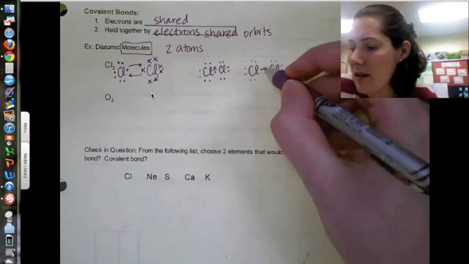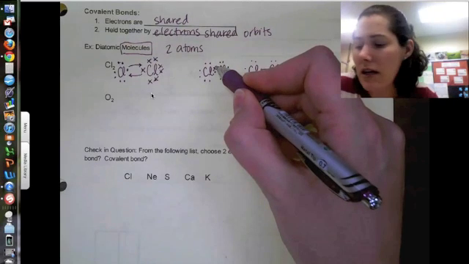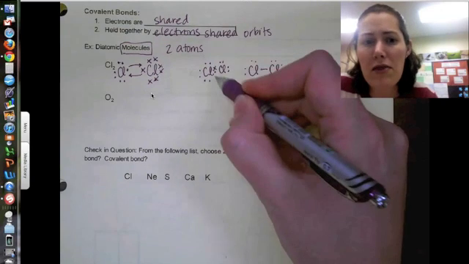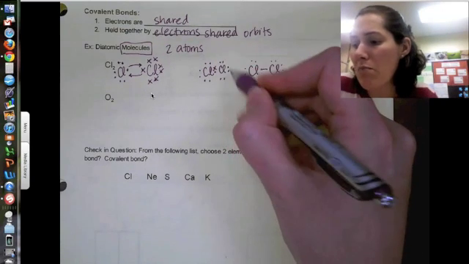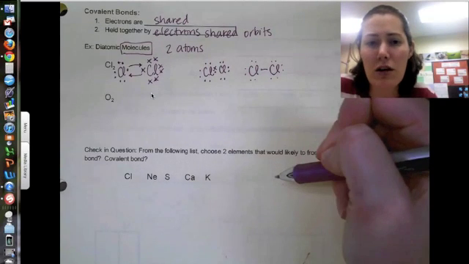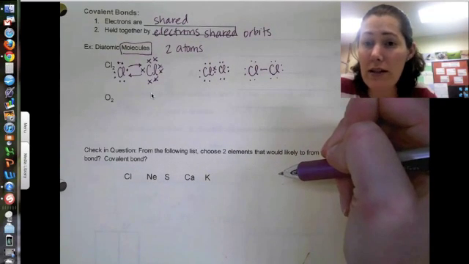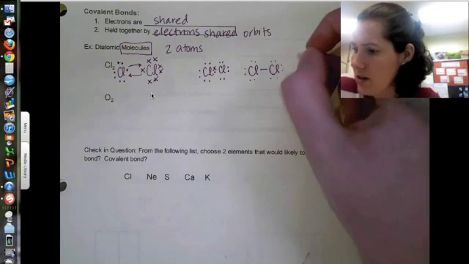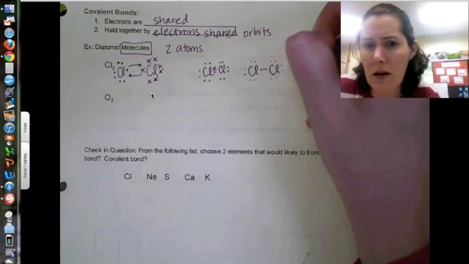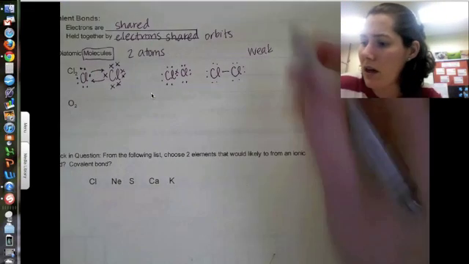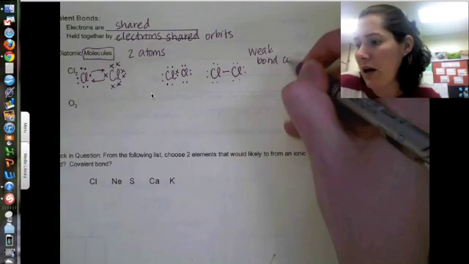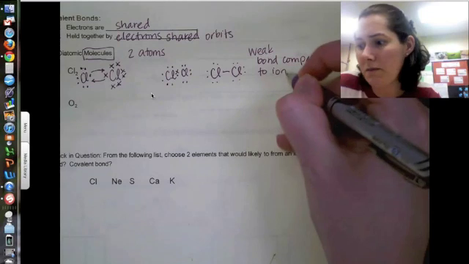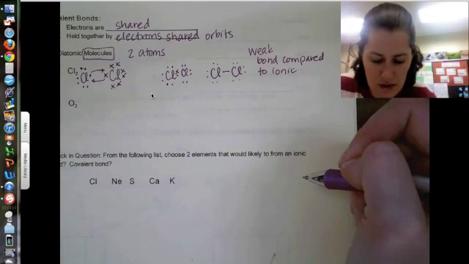What that means is sometimes this little electron, this X, is going to circle around this chlorine, and sometimes this little X is going to circle around this chlorine. It's going to orbit both, and that common shared orbit is what holds these chlorines together, and that's called a covalent bond. So this one is a rather weak bond compared to the ionic bond. All right.